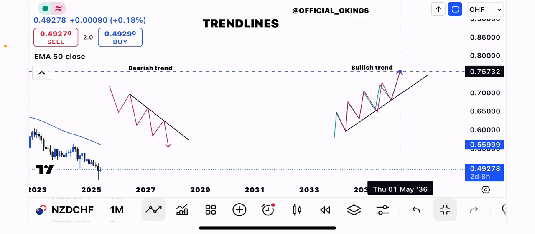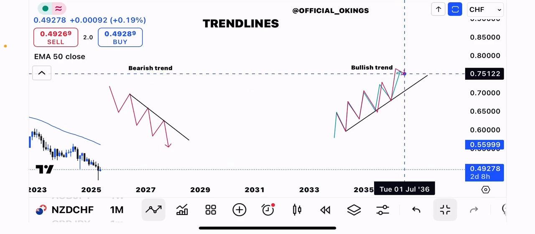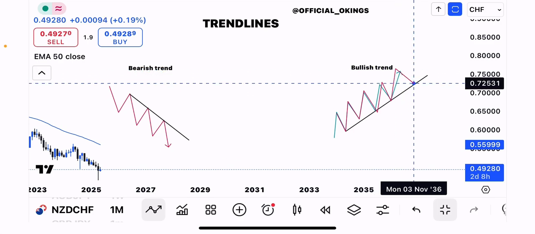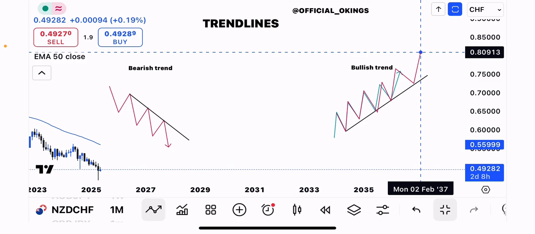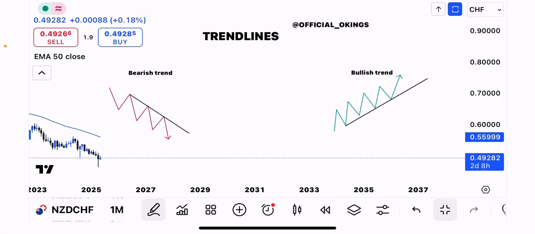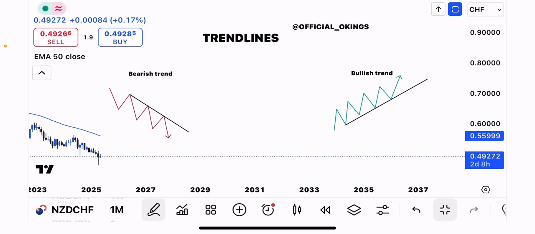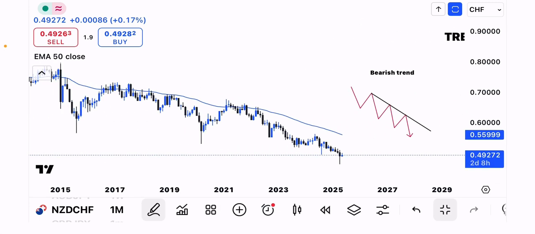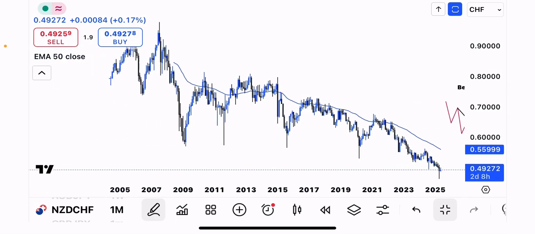So if you are to enter a trade in this bullish trend, you should wait for price to come back down to retest the trend line, then you can enter a buy to the upside. So that's how you use your trend line as an entry for your trade. So now let's check out the chart. All right, so this is NZD-CHF. All right, so how do we draw our trend line?